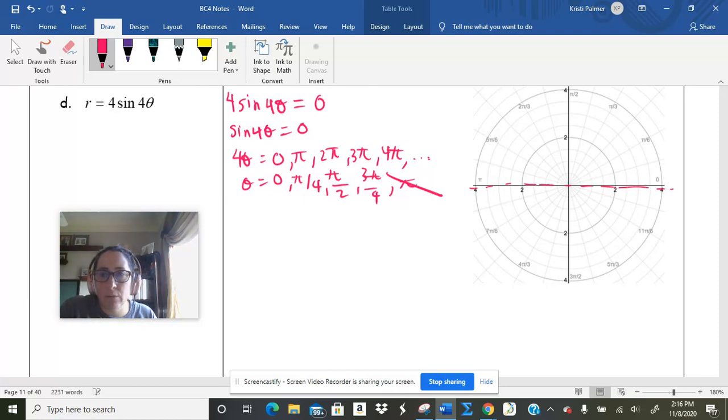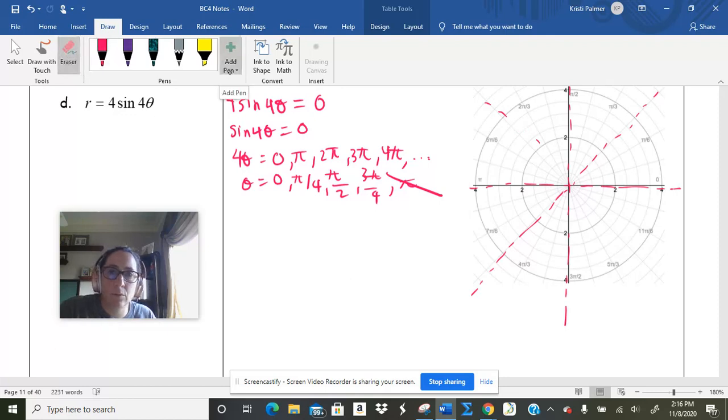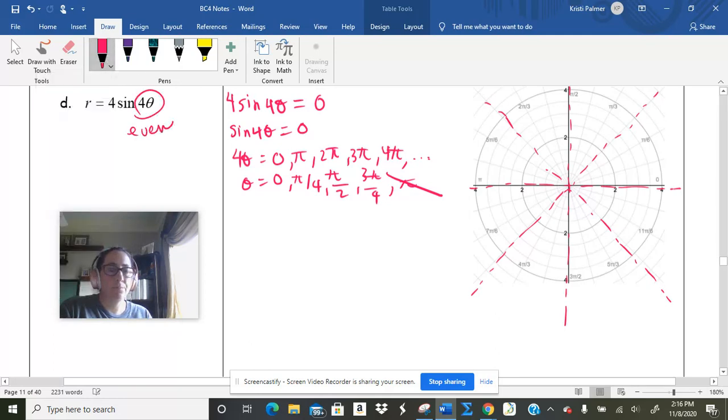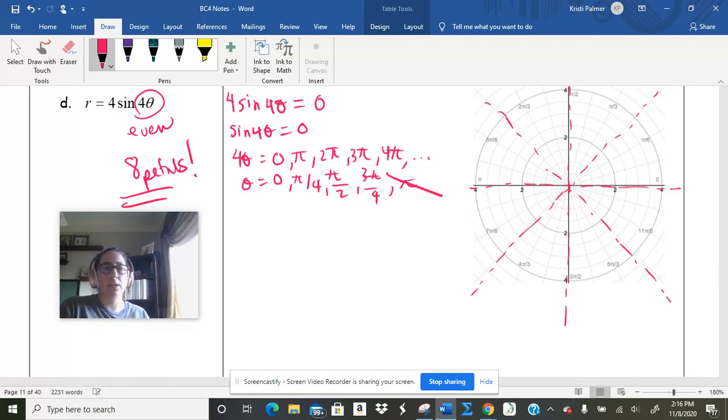I have 0, pi over 4, pi over 2, the 3 pi over 4. Ah, that one was horrible. Okay, and I know that this is even, so I'm going to have 8 petals because we double the even.